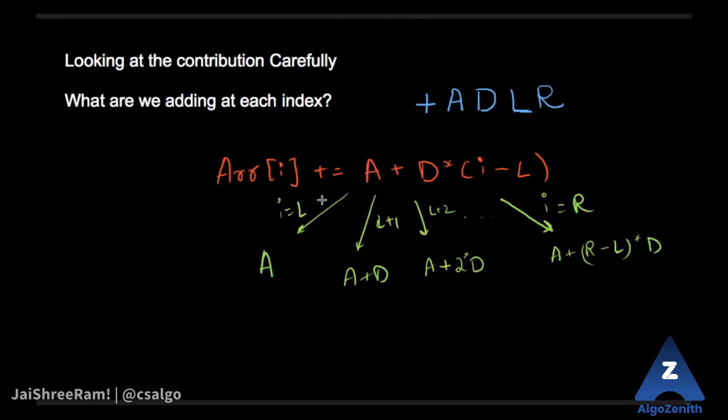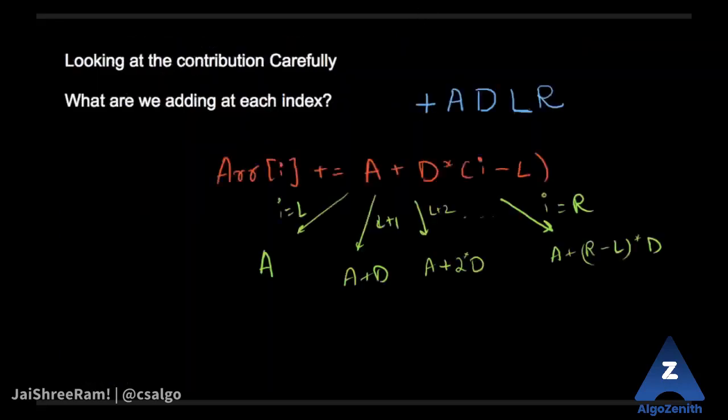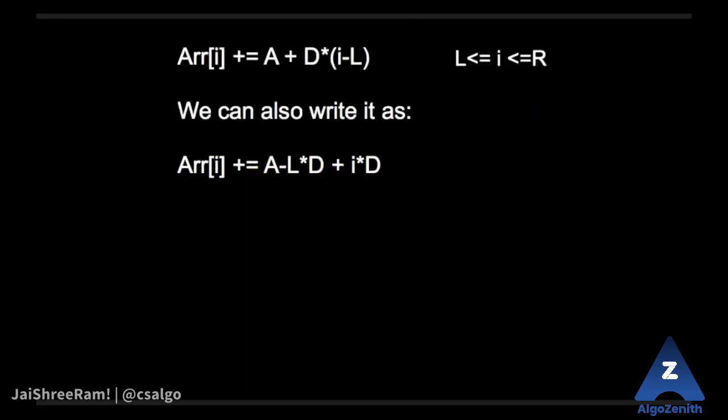If you put in I equal to L, you get A. If you put L plus 1, that is A plus D. So corresponding to every index you're getting the correct contribution. Even at the last value, if you put in R, you get the expression that is actually given in the problem, this value over here. So this is the contribution as a general term where I is in L to R.